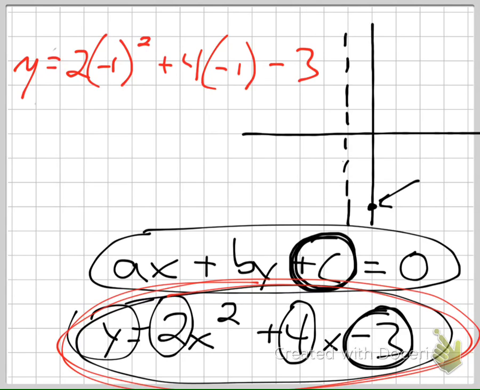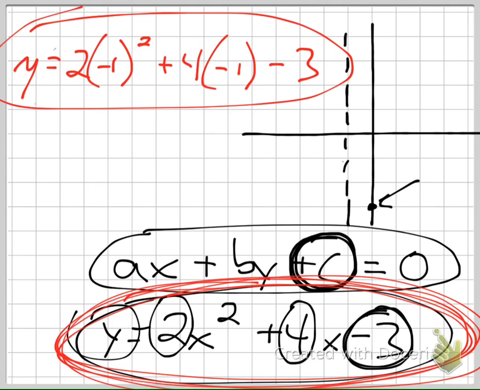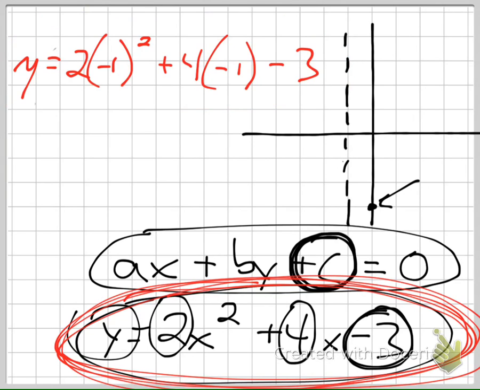Do you agree that all I did was take my original equation and, instead of x, plug in what x is equal to? What's x equal to? -1. Y equals -1 squared, 1. 2 times 1 is 2. And then what is 4 times -1? -4, minus 3. 2 minus 4 is -2. -2 minus 3 is -5. Y equals -5, which is right down here.